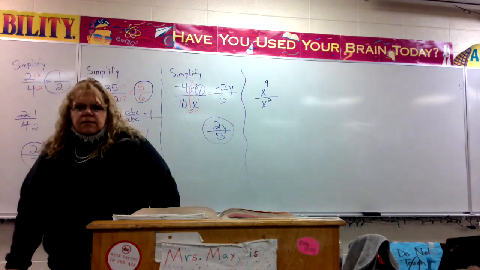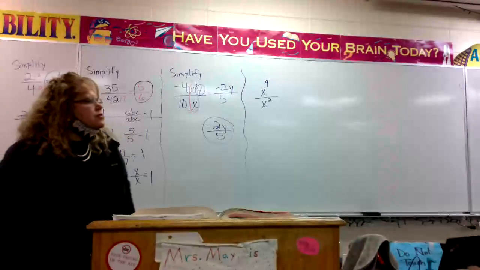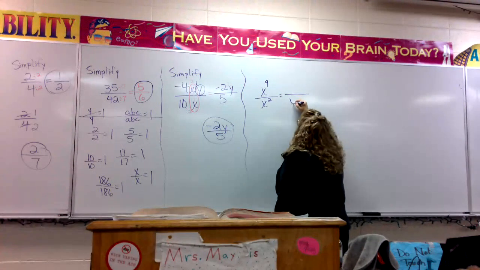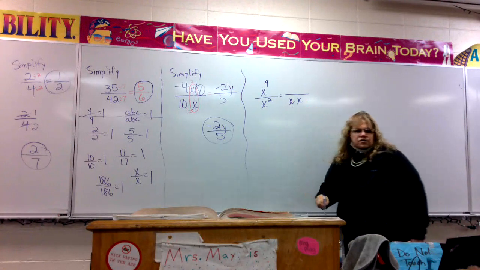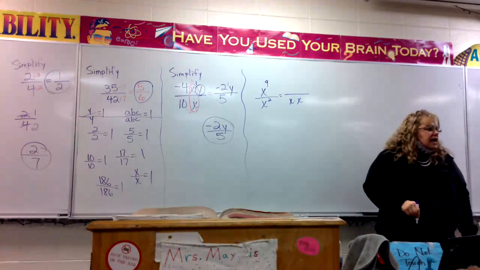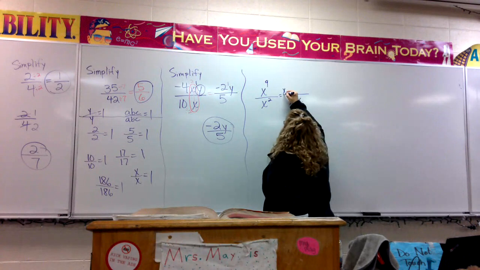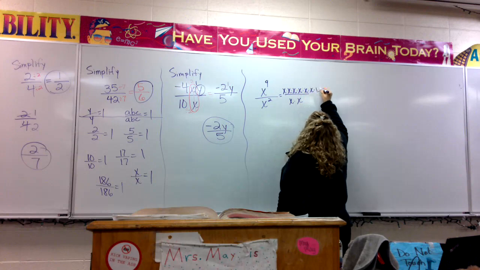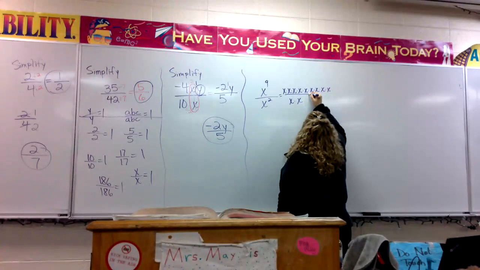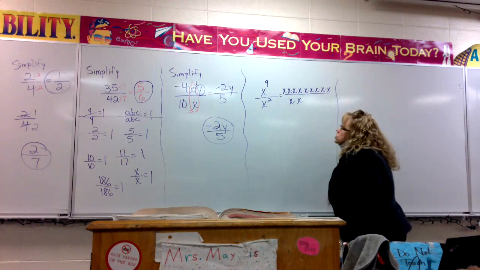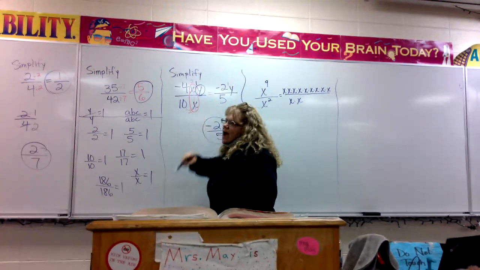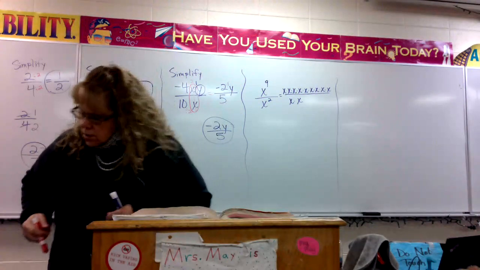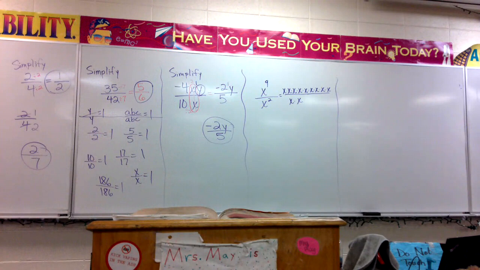Now, before you tell me anything, do you remember the definition of x squared? What is x squared? Isn't that x times x? Yes? And on top, x to the 9? 1, 2, 3, 4, 5, 6, 7, 8, 9. You know what we just did over here with the x over x? We crossed it off. We canceled it out, right?